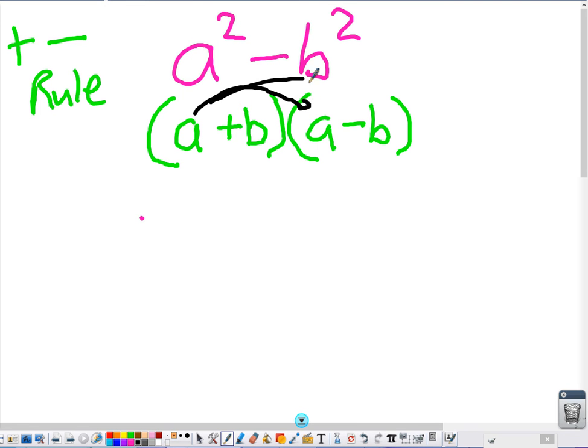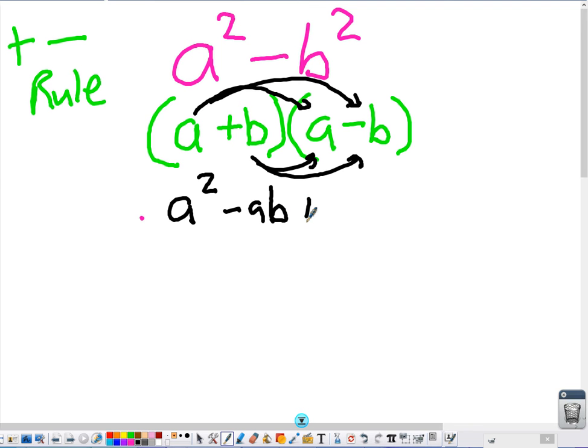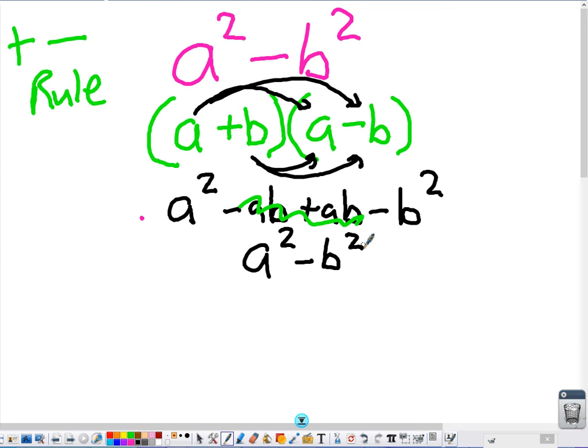If I distribute the a and then distribute the b, no matter what a and b are, so a could be negative 57 and b could be x to the 50th, I get a squared plus ab, or minus ab, plus ab, minus b squared. These two middle terms are going to cancel each other out, and I'll be left with a squared minus b squared. So basically, this just shows me the rule works.